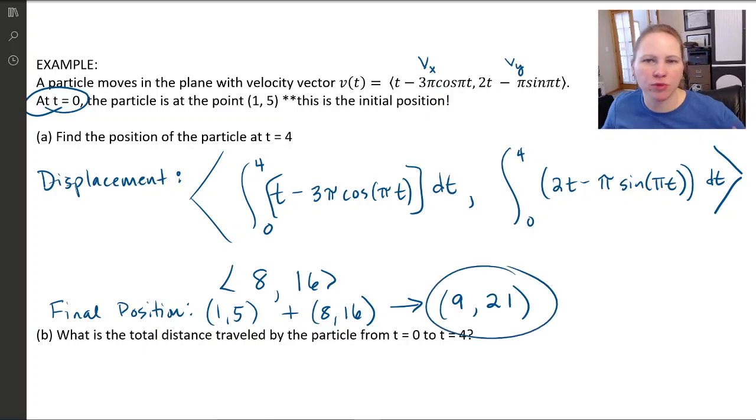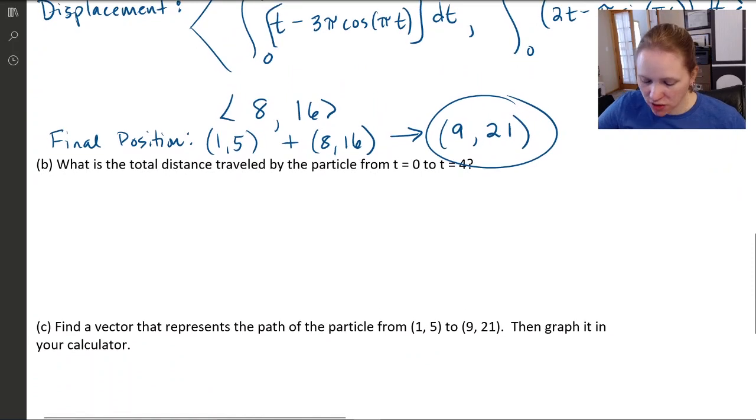And that's my final position, okay? So the displacement is the <8, 16>. I moved over 8, up 16. This would be my final position, rounded brackets, squared off, whatever brackets. But this is where we land. Now, part B says, what is the total distance traveled?